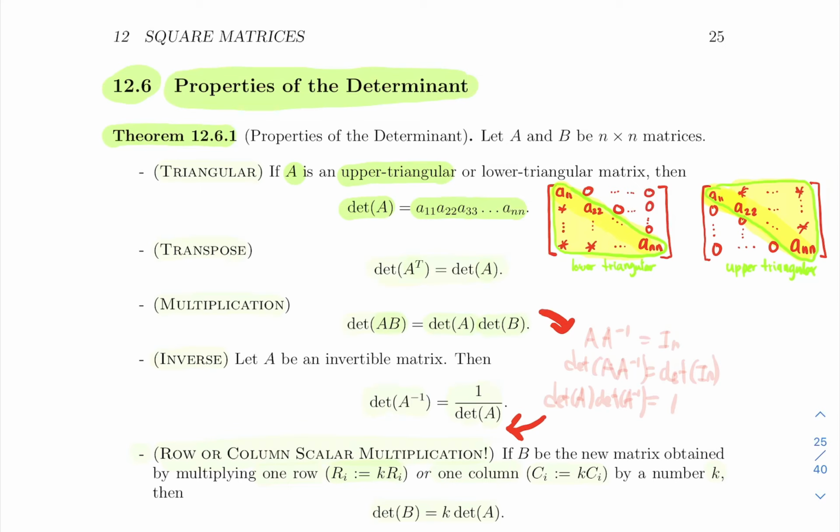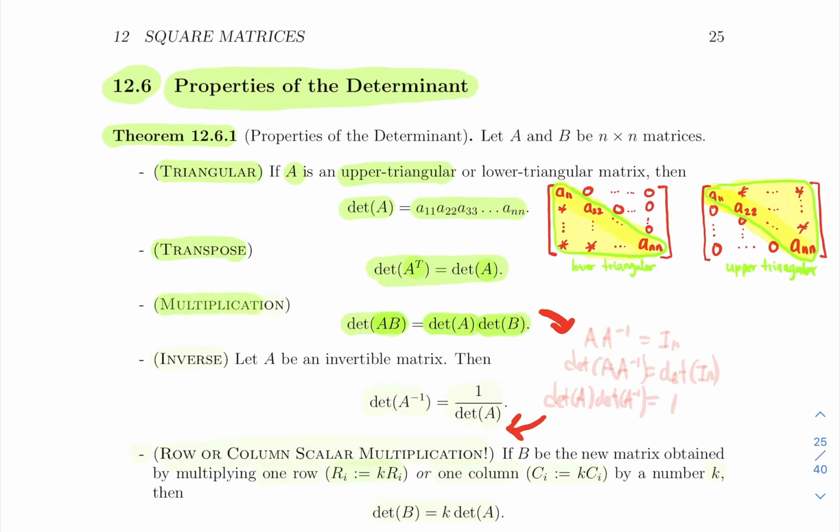Next up, so that was for triangular. What about transpose? If you have a matrix A and you transpose it, you're not changing its determinant. So the determinant of A is equal to the determinant of its transpose. If you have a product of two matrices, then it's the product of the determinants. That's very useful if you already know the determinant of A and the determinant of B and you have to compute the determinant of the product, then you don't need to compute the product. You can just multiply the determinants.